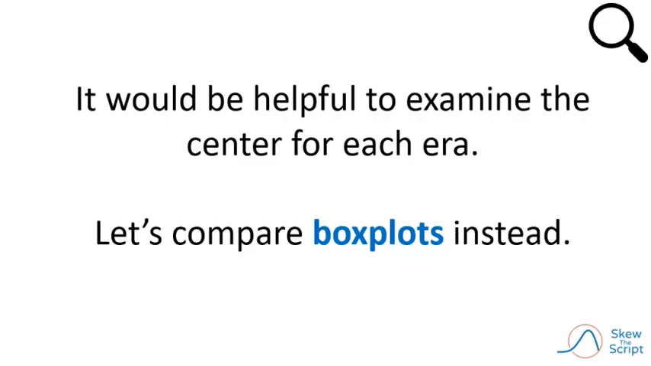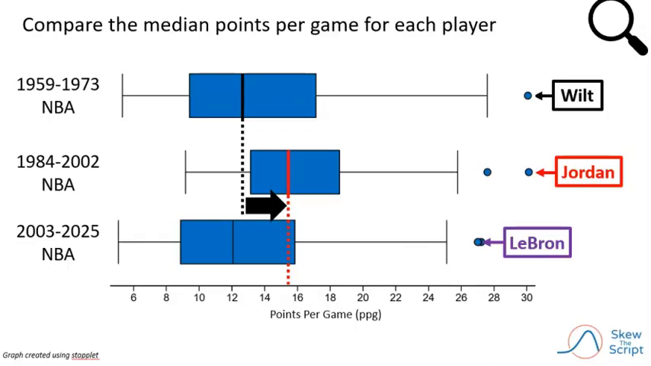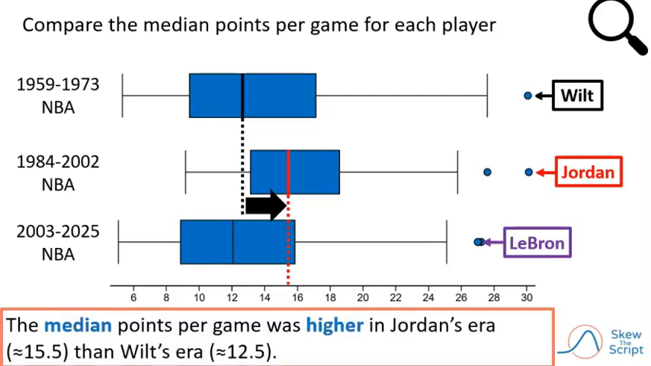As we continue to zoom in on the data, we're going to look at box plots instead of dot plots. Here are the box plots for each era of the NBA with our outlier players labeled. The box plots identify the median for the data so we can compare the median points with each of our star players. We see the median points per game was higher in Jordan's era, about 15.5, than Wilt's era, 12.5.